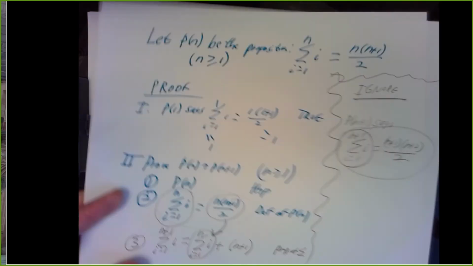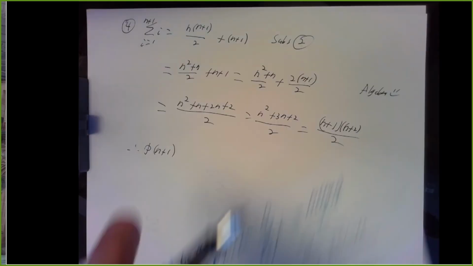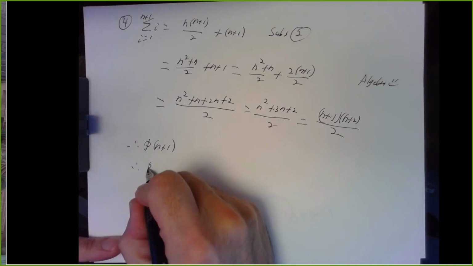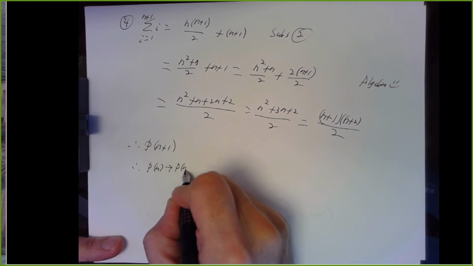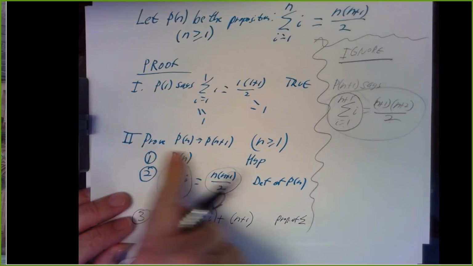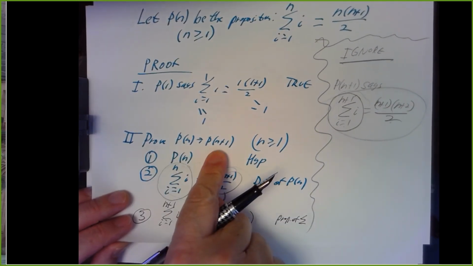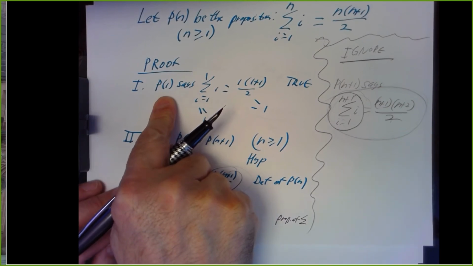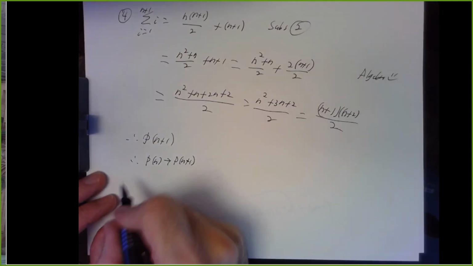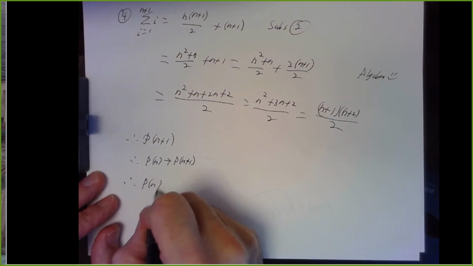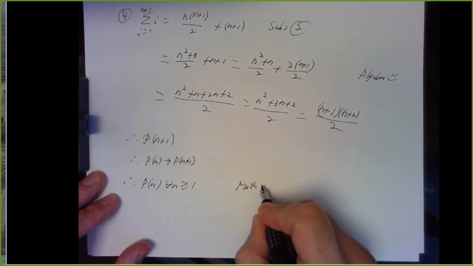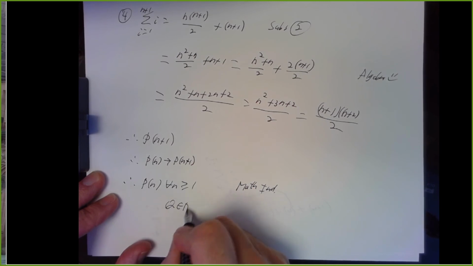Well, what did we just do? We assumed p of n, we did some stuff, and we showed p of n plus 1 is true. Therefore, p of n implies p of n plus 1. So we have proven what we were trying to show in step 2. We proved what we were trying to show in step 1. We've proven the base case and the inductive step. And so now we can say p of n is true for all n bigger than or equal to 1. The reason is mathematical induction. And that's what we were trying to show.